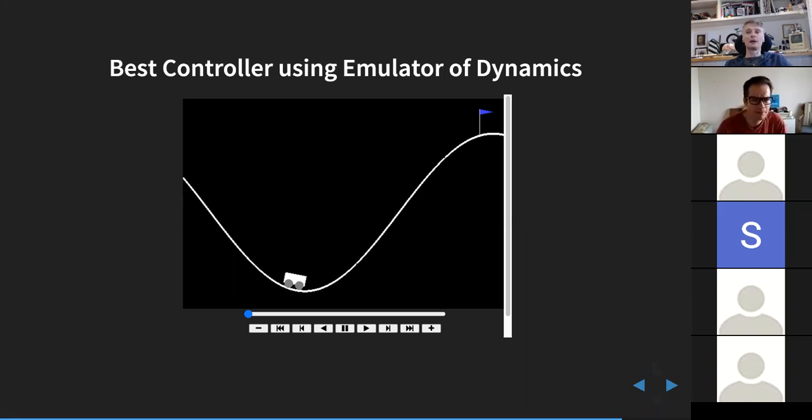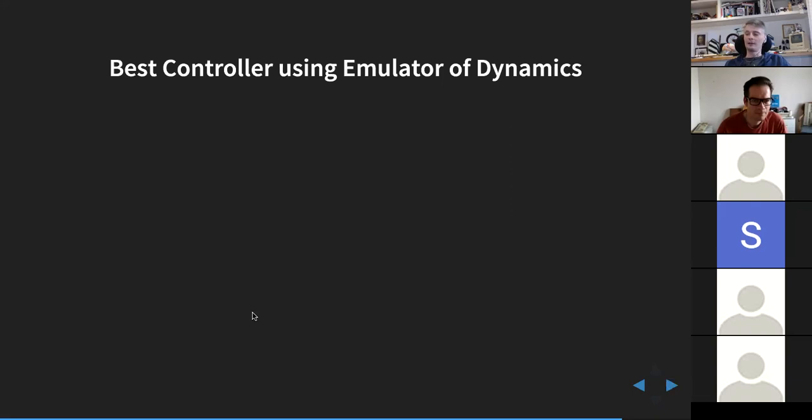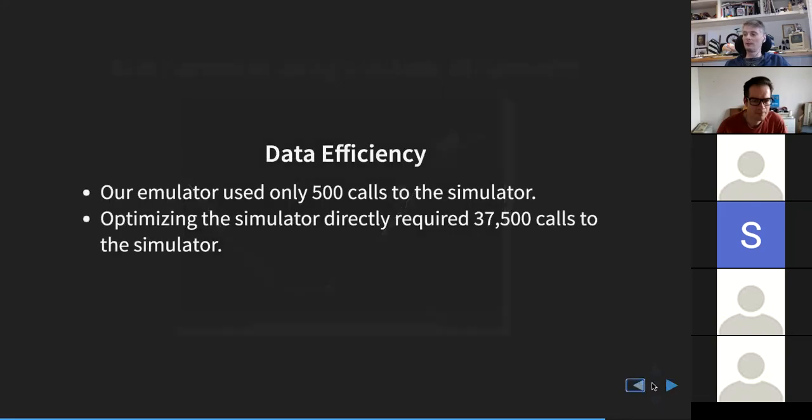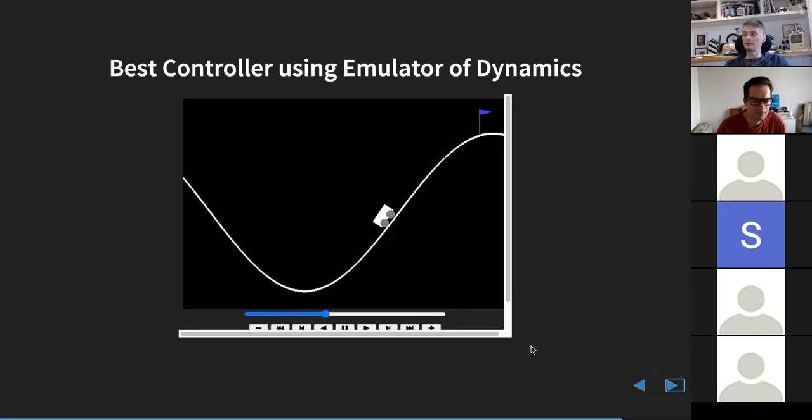Can't see it. Oh, sorry. I keep forgetting I do it on the wrong screen. What's going on is I'm actually controlling the slides from a different screen, so I forget. Oh, there it is. Sorry.